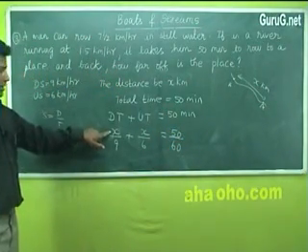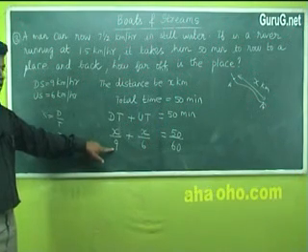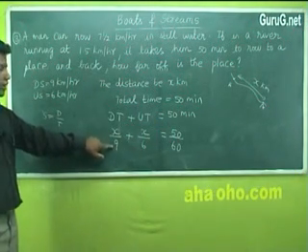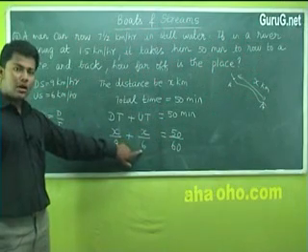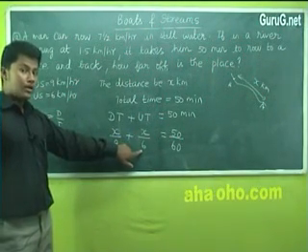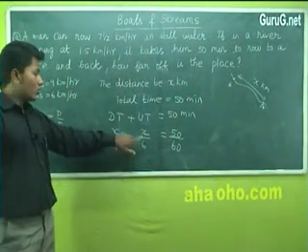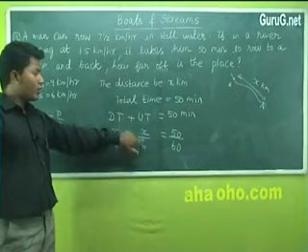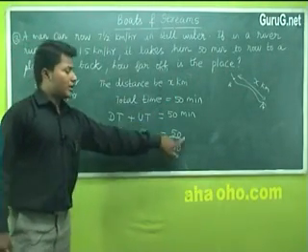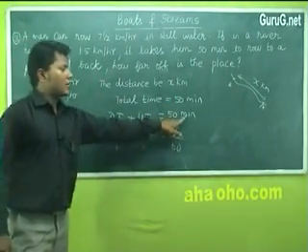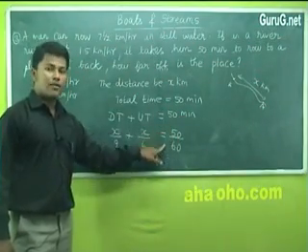X is the distance, 9 is the downstream speed. So distance by downstream speed will give you the downstream time. X is the distance, 6 is the upstream speed. So distance by upstream speed will give you the upstream time, is equal to 50 by 60. What is this? That is 50 minutes represented in terms of hours.